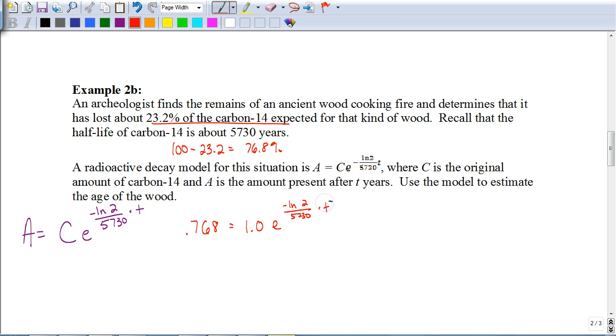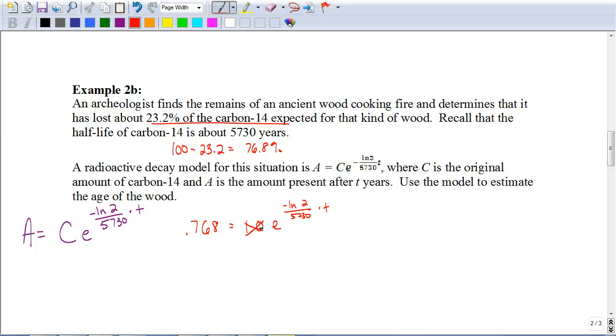And we're trying to find the time here. Trying to figure out how long it would take to get down to 76.8% of the original amount. So again, this 1 is going to have no influence on our answer here, because 1 times e would just be e. Or if I divide both sides by 1 here, it would remain the same. So the 1 has no influence, so we'll just cross that out.